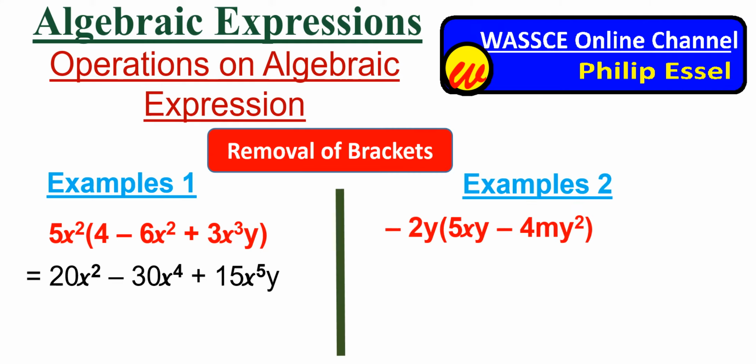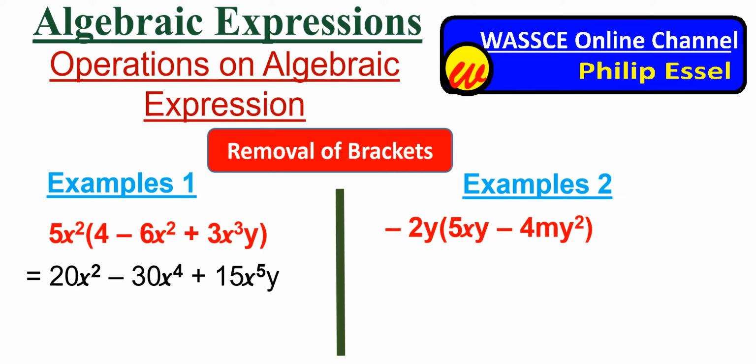Let's look at example 2. And in example 2, we've been given negative 2y, then we have our bracket, 5xy minus 4my exponent 2, bracket closed. Let's do this.